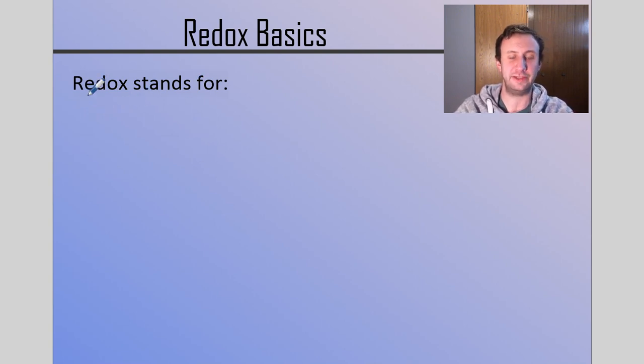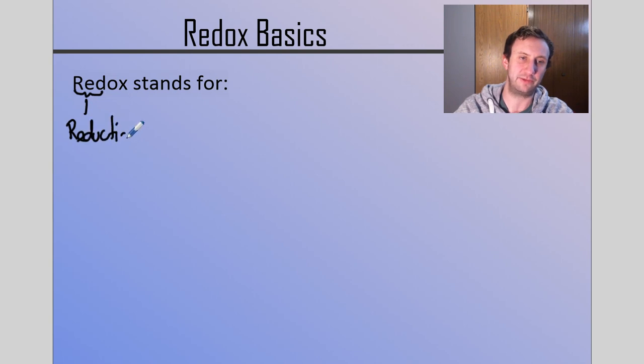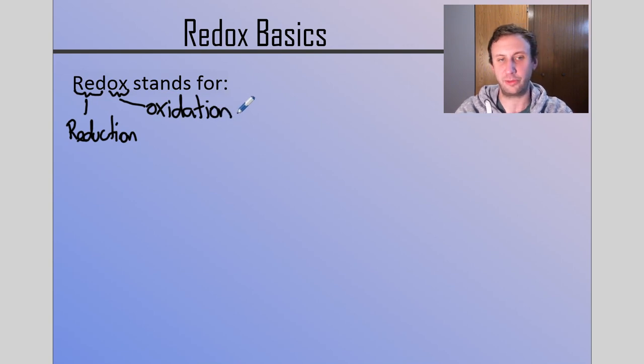So what does redox stand for? Well, redox is actually a combination of two words put together. The red of redox is reduction, which we're going to talk about what that means. And then the ox is oxidation. And we'll talk about what both of those terms mean, both empirically and theoretically.